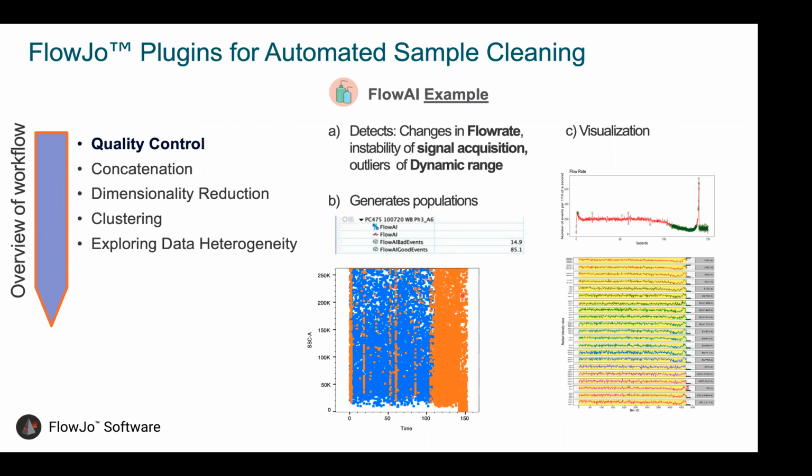And FlowAI also has the advantage of a visualization tool. You can drag and drop this FlowAI node in the layout editor, or check the output folder after running FlowAI, and you will have this visualization to see exactly what happened with your flow rate and why exactly your events were removed from that specific region.